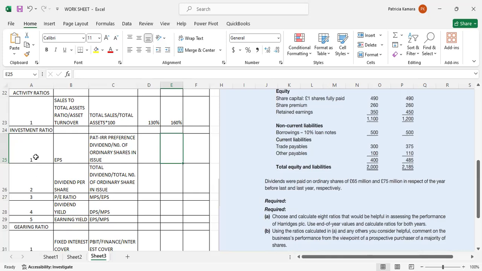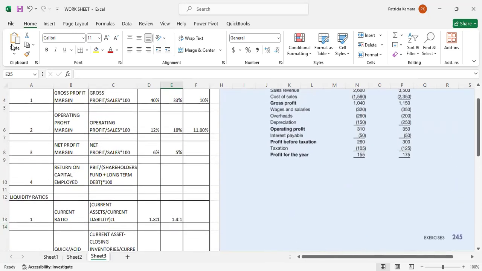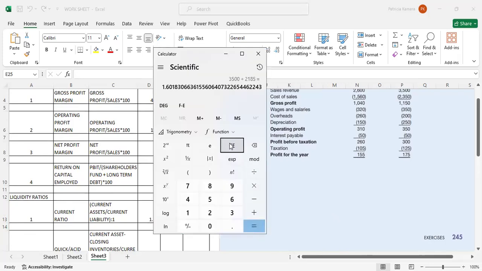Okay, so now investment ratios. We are saying that it is profit after tax minus irredeemable preference dividends over total number of ordinary shares in issue. Our profit for the year is the same as profit after tax, this figure over here. We've not been given any figure for irredeemable preference shares, so we assume it to be 0. So 155 minus 0, which is still 155.